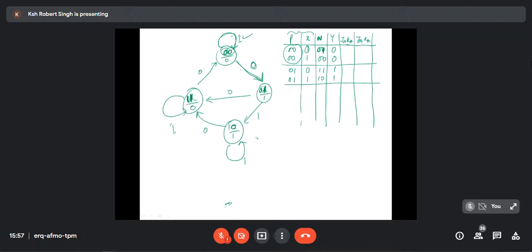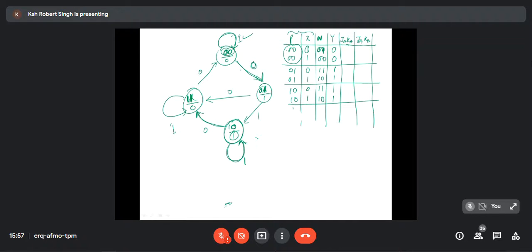Okay, then the next state is 1 0. 1 0 is here. Output is always 1. Do you get that? Then it goes to itself when input is 1. That means 1 0, when input is 1, it goes to itself. When input is 0, it goes to 1 1.